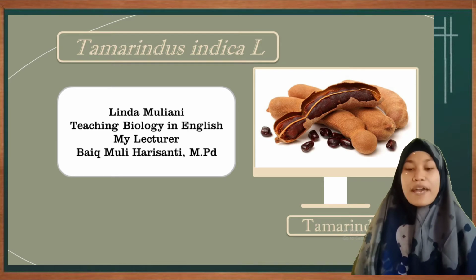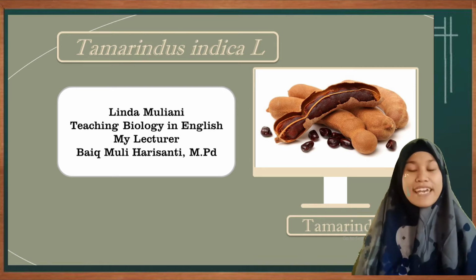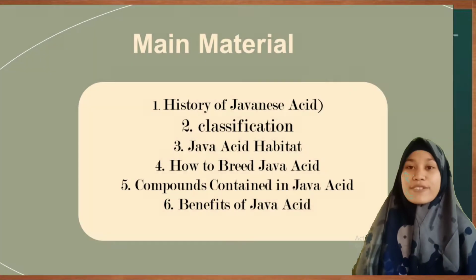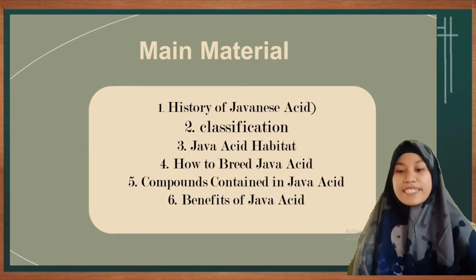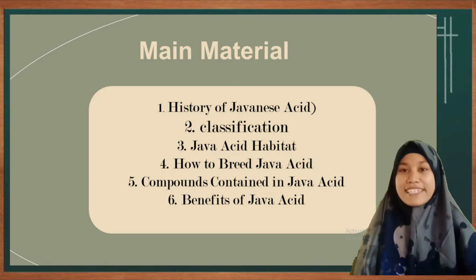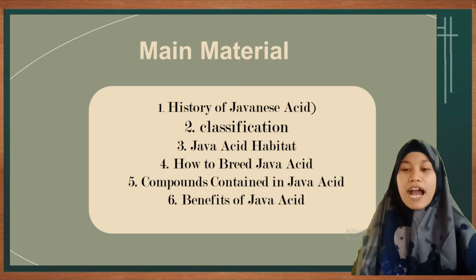Okay, next I am going to present one of those plants, tamarind. Here are 6 subjects to discuss. The first is history of Java acid. The second, classification. The third, Java acid habitat. The fourth, how to breed Java acid. Fifth, compounds contained in Java acid. And the sixth, benefit of Java acid.